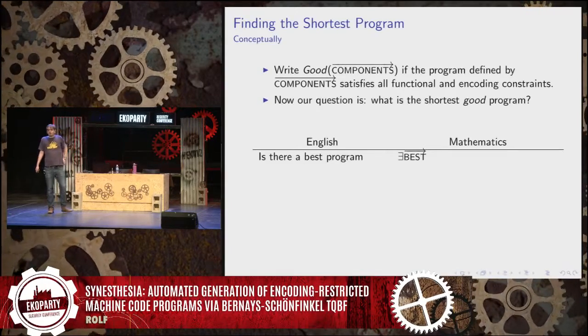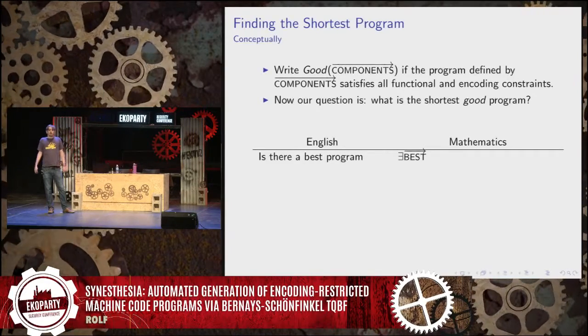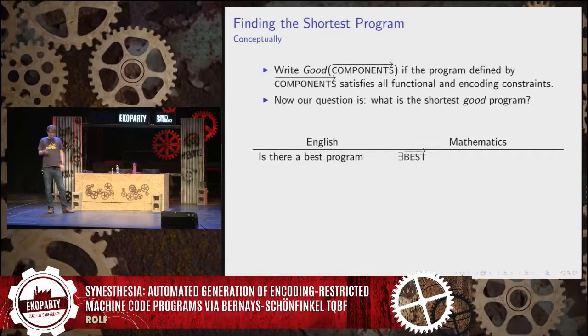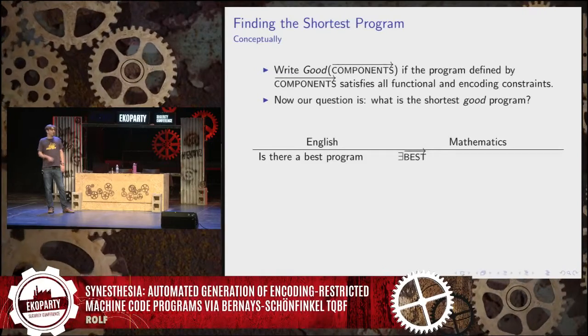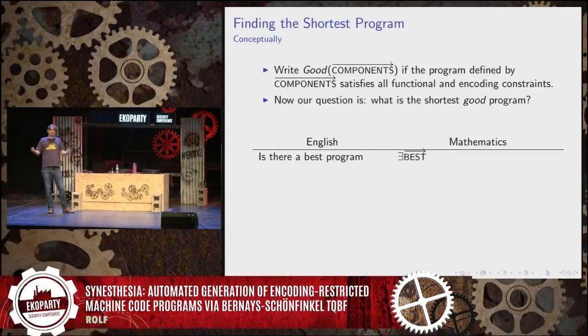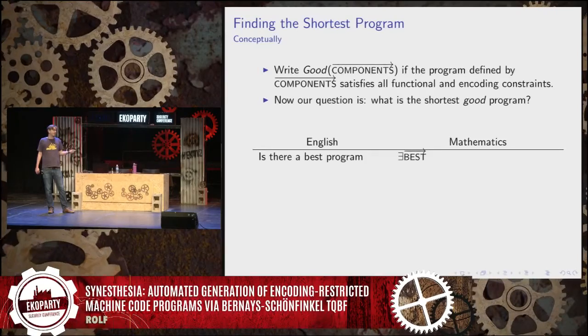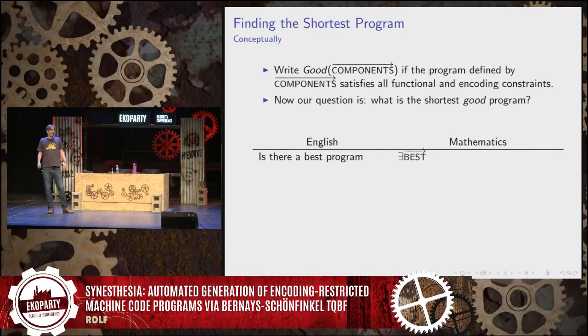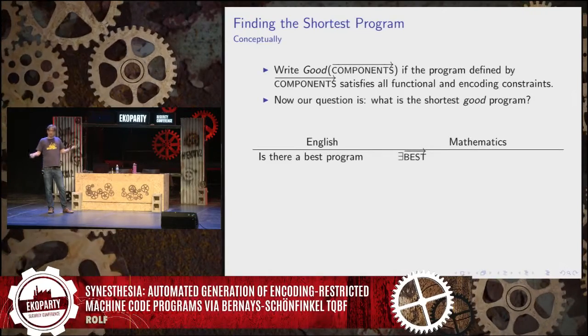So let's say that we want to find the shortest program that satisfies some given set of restrictions. To simplify a bit, let's just call a program good. We'll call components good if they satisfy the functional and encoding constraints. So now we just want to know what is the shortest good program.